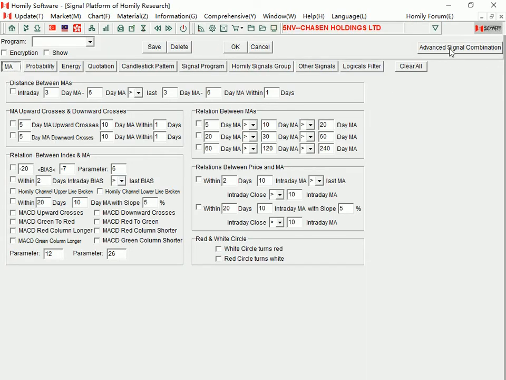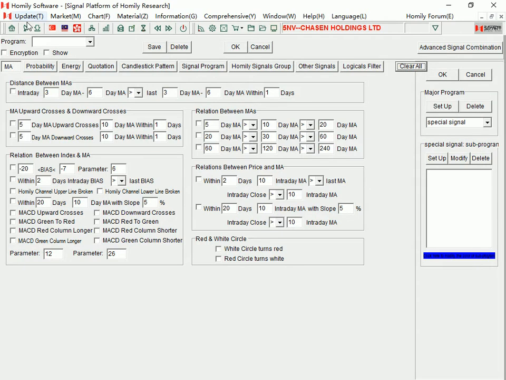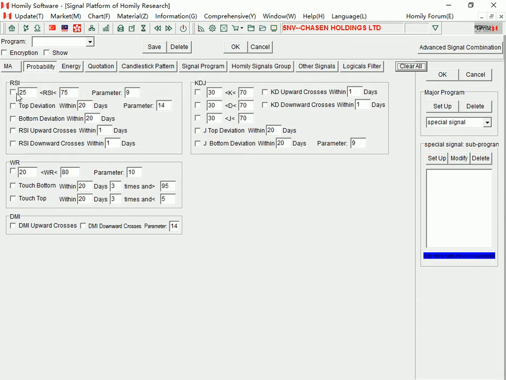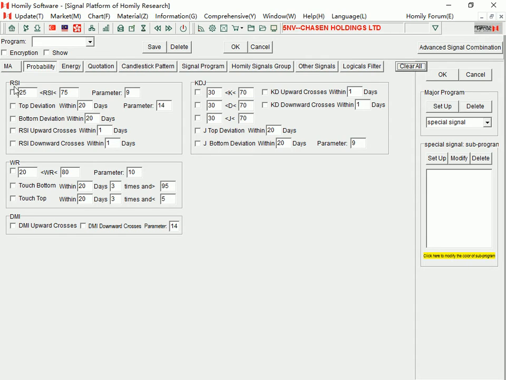Then we click advance the signal combination. Then we need to key the name. You can key the name like special signal. Then after this step, you should click setup, then probability. We change the color to yellow because this one is mainly for buy point. Then we click RSI, change the parameter to 0 to 25. Parameter is 9 and no need to change. Then we click setup. This is for buy low signal.